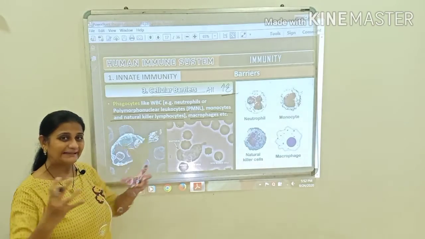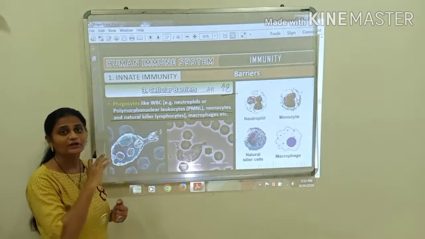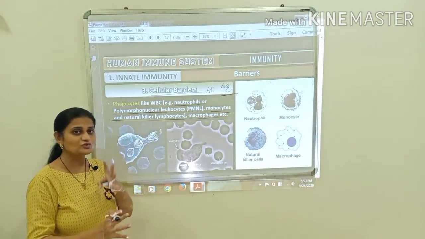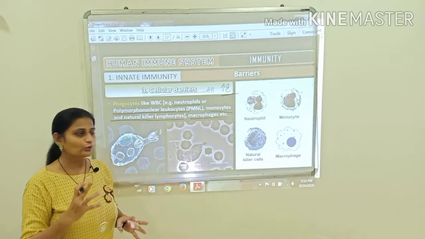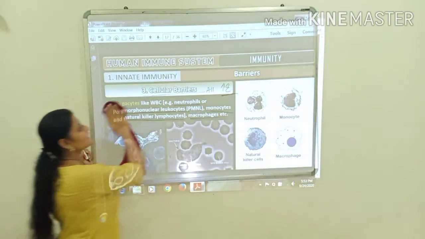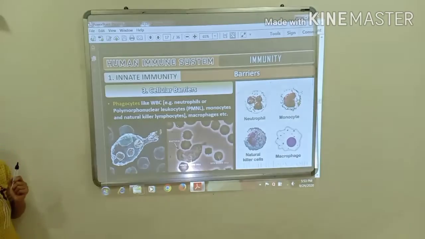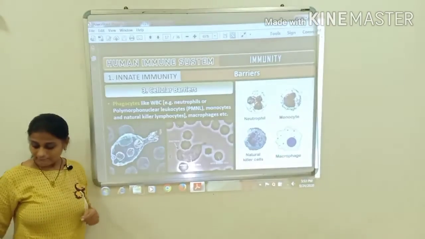Phagocytize means they will engulf the foreign particles and they will kill those pathogens. They will not allow those pathogens to increase in number and to cause the disease. Right? So that was all about the cellular barriers. The cells of our body will form the barrier and will kill the pathogens.